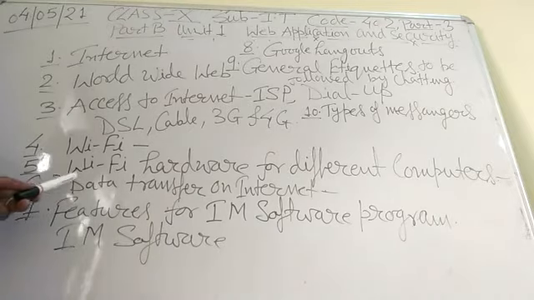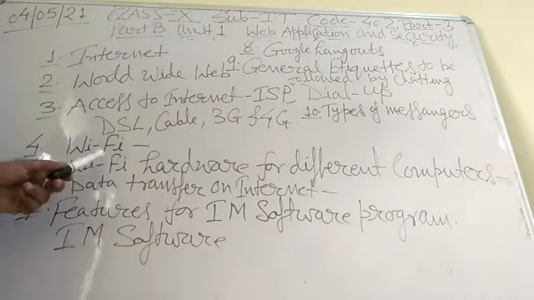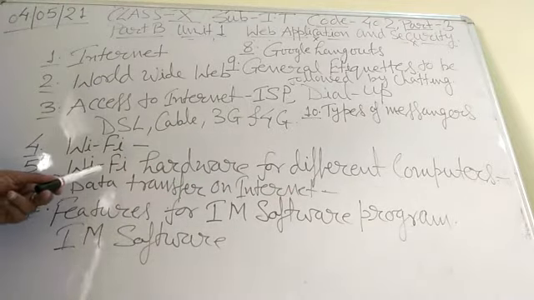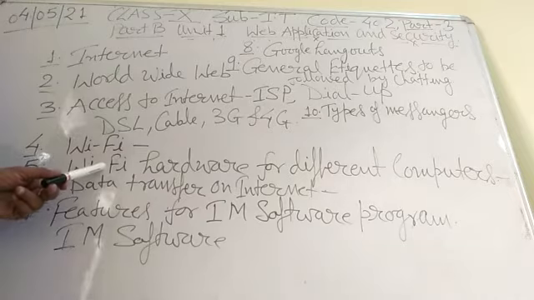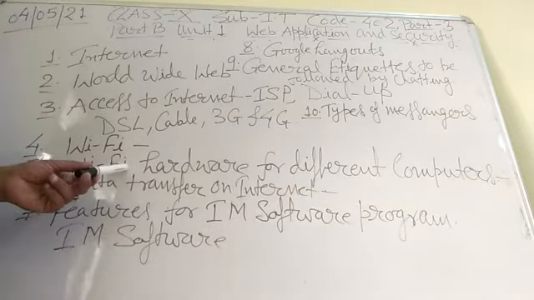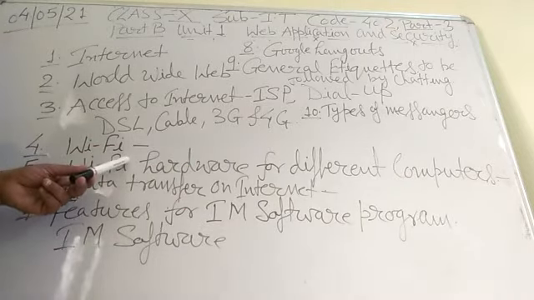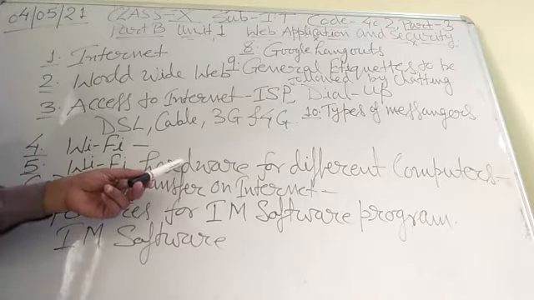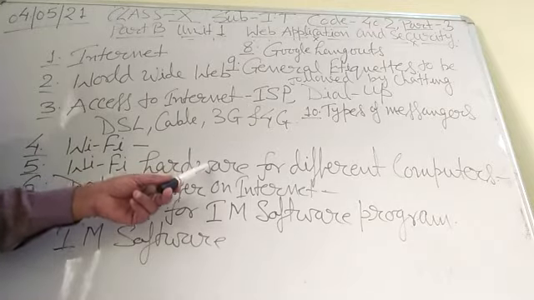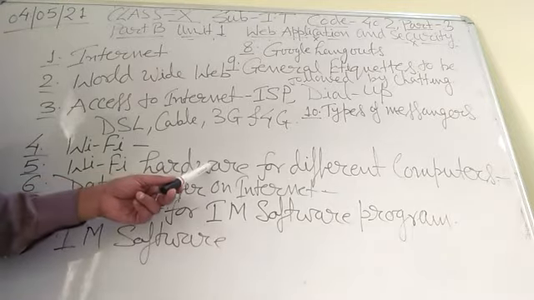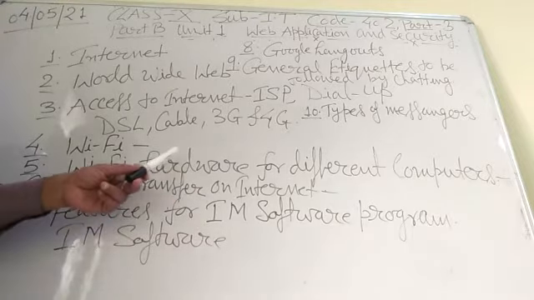Next, student, I am going to discuss Wi-Fi hardware for different computers. First is the wireless Wi-Fi card, which is required when we access Wi-Fi. Here are the few hardware items required for accessing Wi-Fi. First, the Wi-Fi card. Second, the wireless Wi-Fi router. Next, the Wi-Fi hub adapter. Next, the Wi-Fi hotspot.